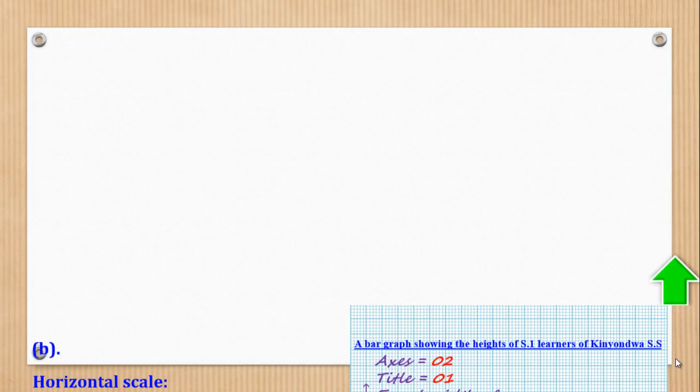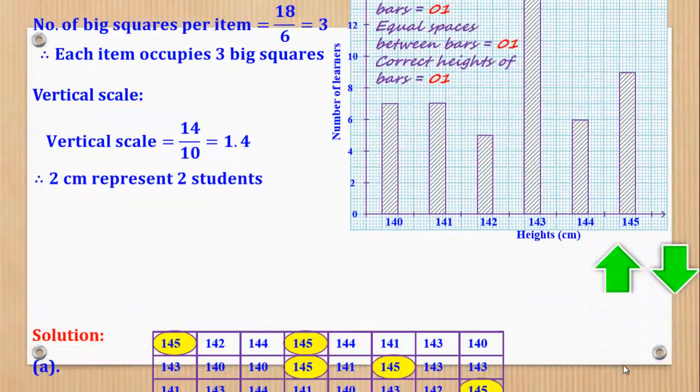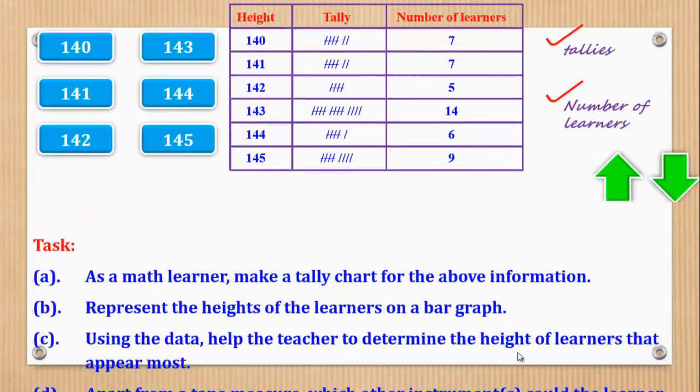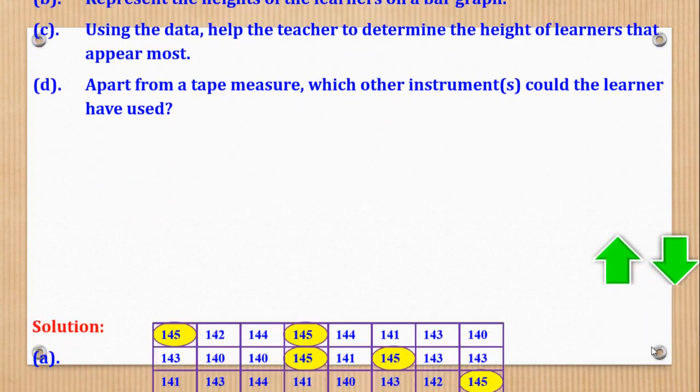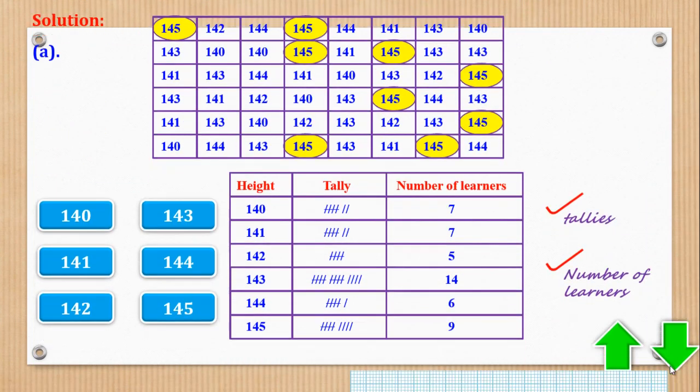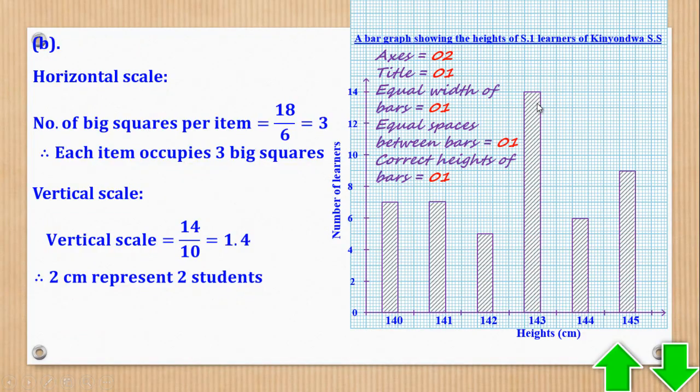Then part C, let me see part C. Part C says, using the data, help the teacher to determine the height of learners that appears most. Then part D, apart from a tape measure, which other instrument or instruments could the learner have used? So from here, the height which appears most is the highest, which is 14.